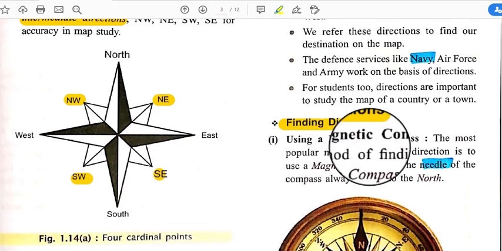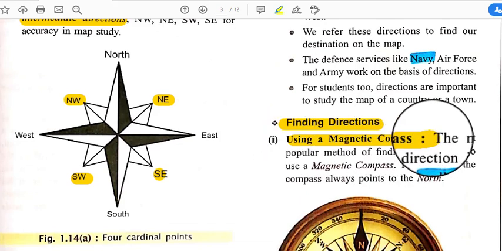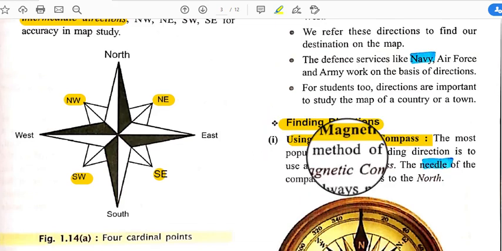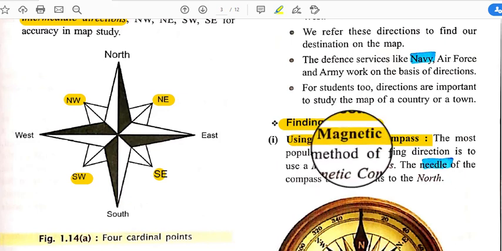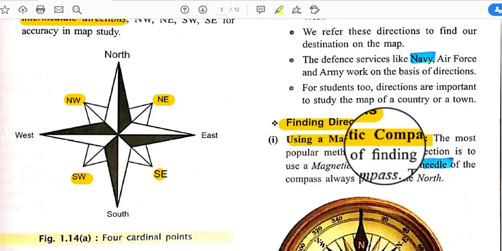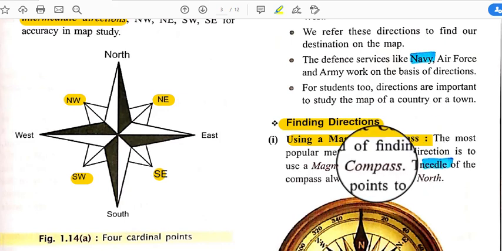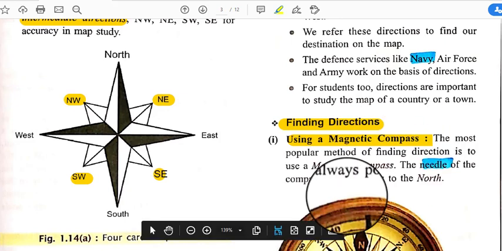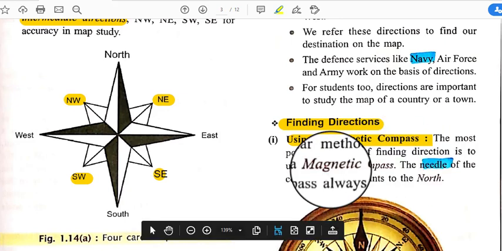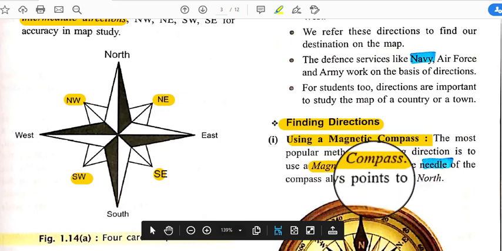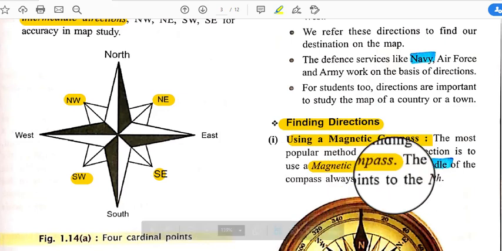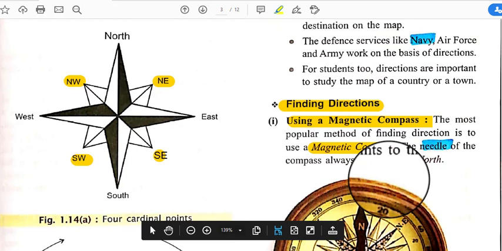Finding direction using a magnetic compass. So we can find the direction in different ways. At first, with the help of a magnetic compass we can find the direction. The most popular method of finding direction is to use a magnetic compass. Basically we use the magnetic compass to find the proper direction. The needle of the compass always points to the north.